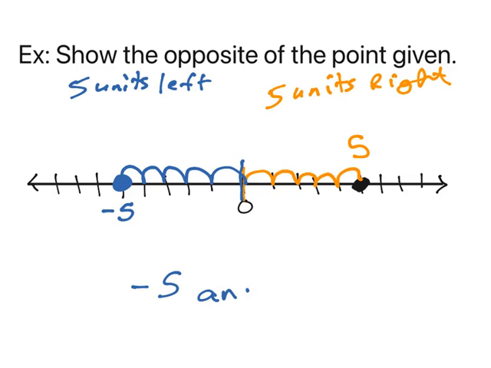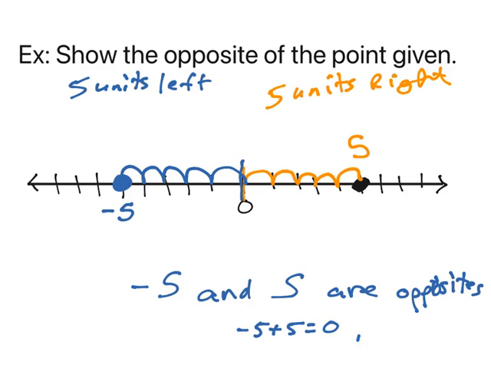So -5 and 5 are opposites. If I would add them together, -5 plus 5 is 0. And that's what makes them opposites.